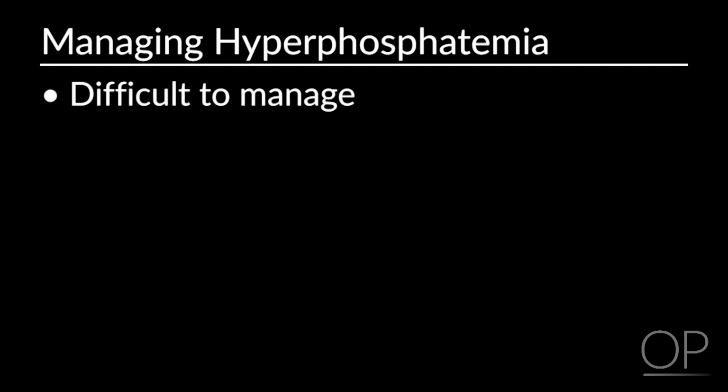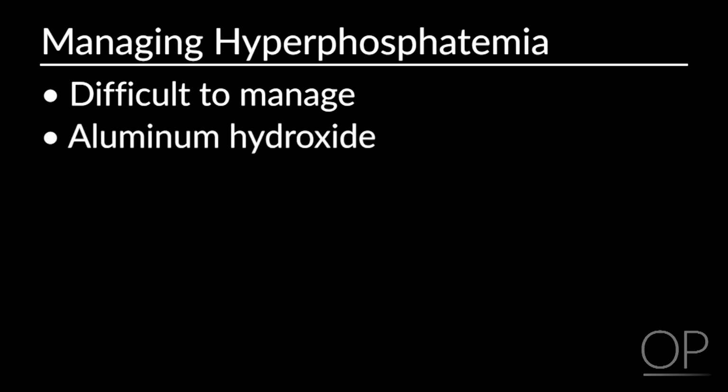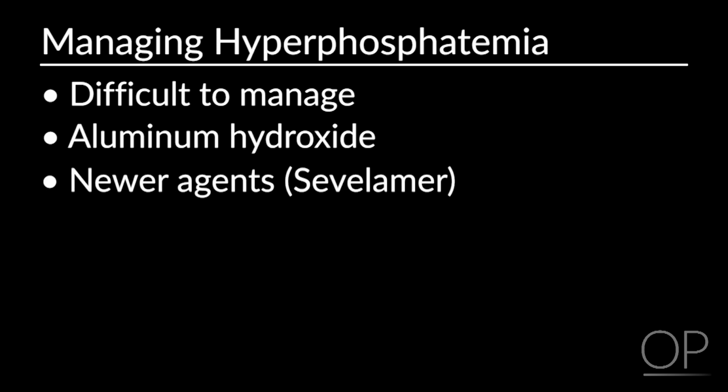Unfortunately, this is difficult to manage as we don't have good treatments for managing hyperphosphatemia. We can use aluminum hydroxide, which is a phosphate binder. This is not well tolerated as it usually has to be given orally and it doesn't taste good. Furthermore, it's slow to act. Newer agents, such as sevelamer, are being used as well, depending on the hospital you are at.